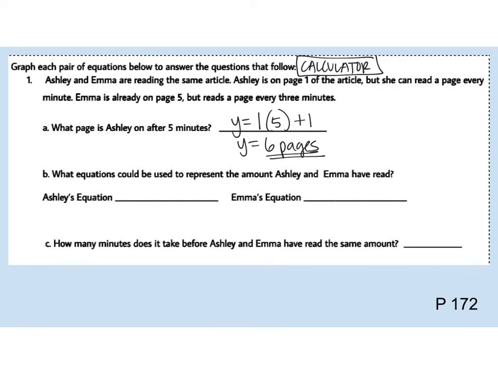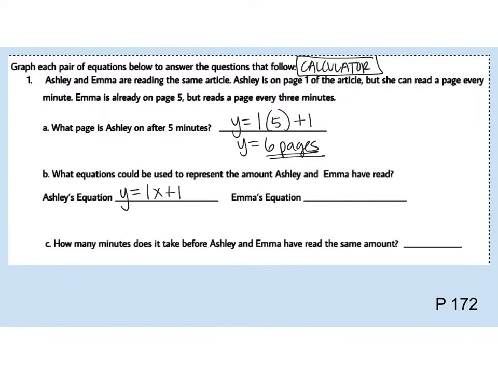So after 5 minutes, she should have finished 6 pages of the article. If we're figuring out what equations can be used to represent the amounts, we kind of already have one for Ashley. To figure out how many she will read after a certain number of minutes, it's 1 page every minute plus the 1 page that she has already read.